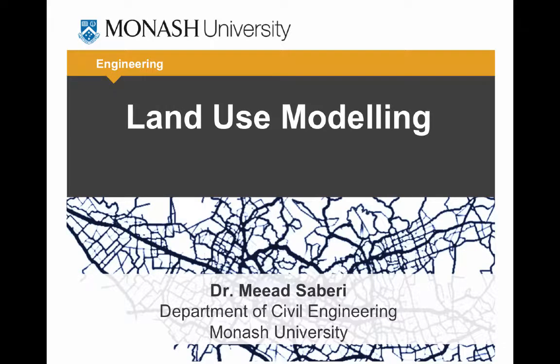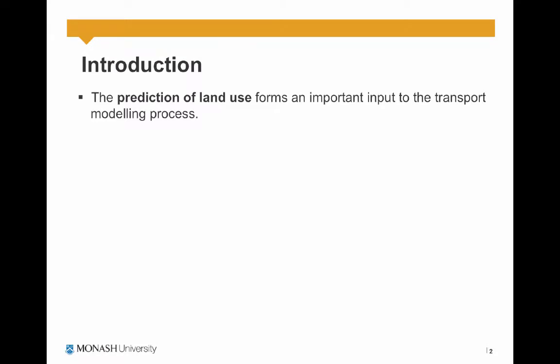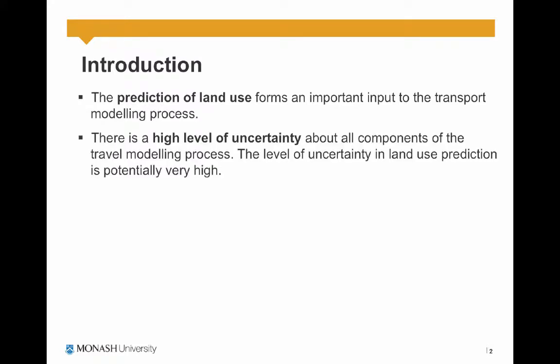Hello everyone. In this week's lecture, we'll discuss different modeling approaches in land use modeling as part of the travel demand modeling process. The prediction of land use is one of the very important inputs to the transport modeling process. Generally, there is a high level of uncertainty in every component of the travel demand modeling process, and similarly, there is a very high level of uncertainty in land use prediction.